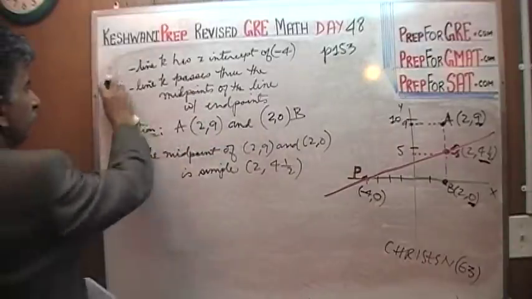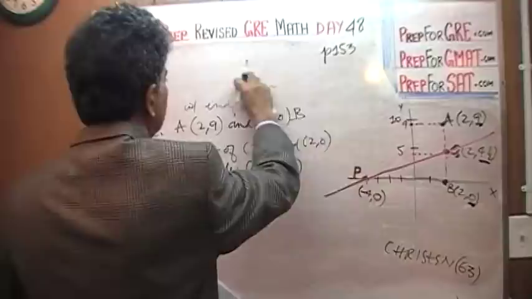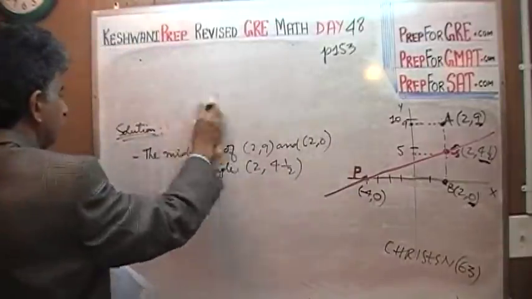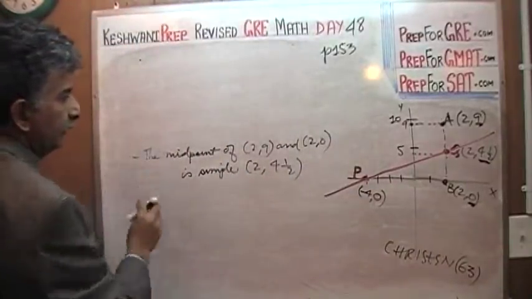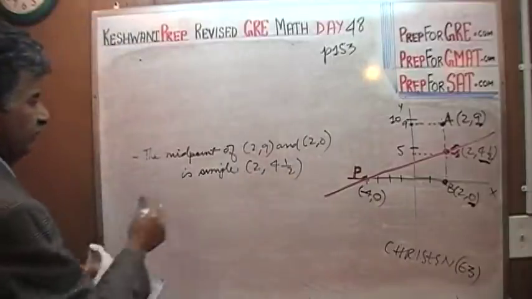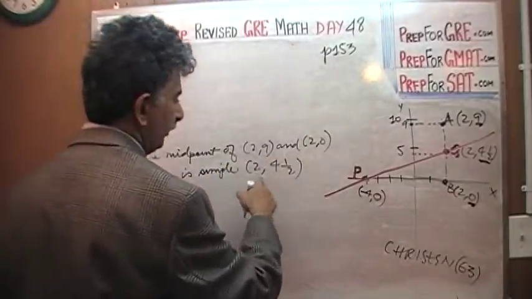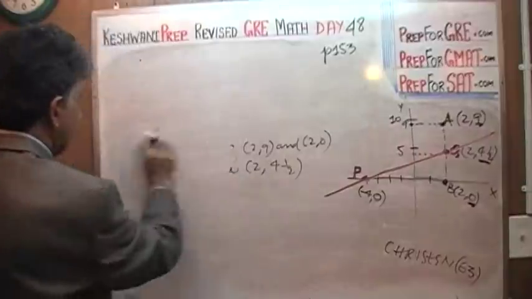You have the question in front of you. We don't need any of this. That's it. Right there. We can erase this part too. The midpoint of (2, 9) and (2, 0) is (2, 4.5) right there. So let's find the slope.